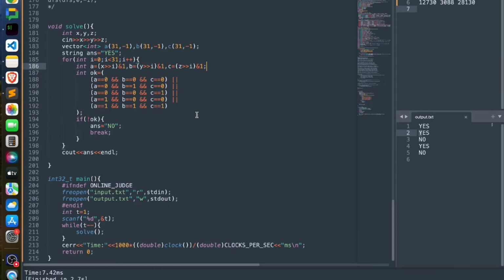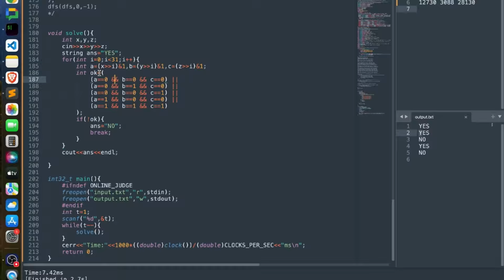So this is the code, right? I took the input x, y, and z. Initially this is my answer. Now I'm going through each of these bits from 0 to 31st. I first fetch what is my xi, yi, and zi. Here I have called them a, b, and c.